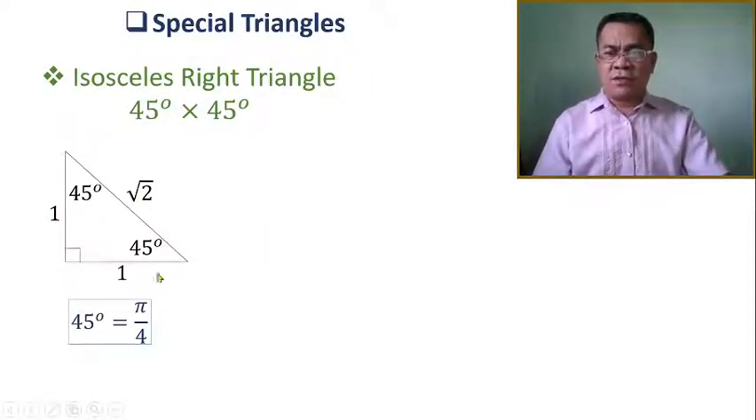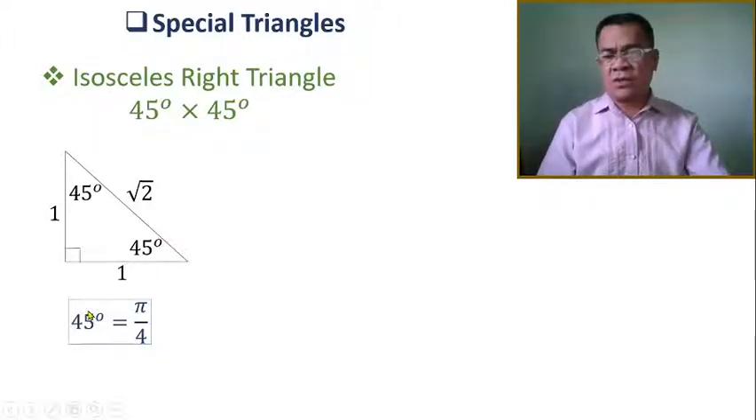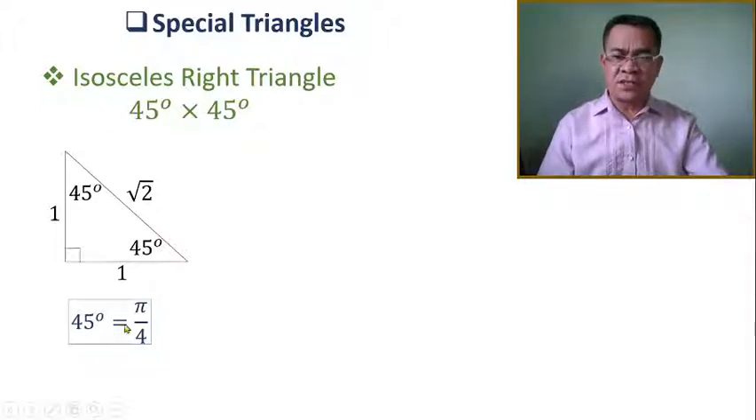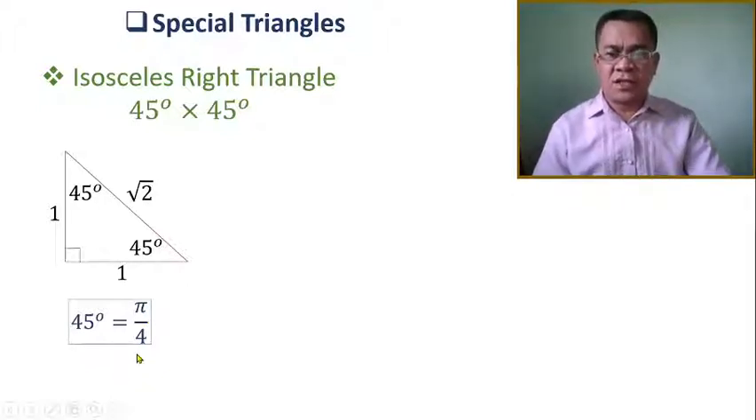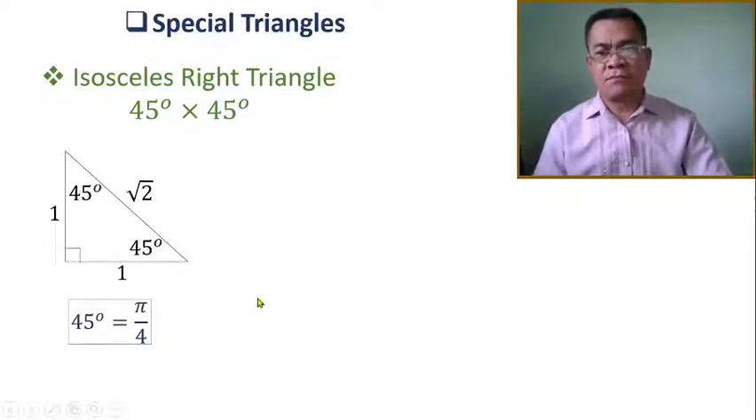Now, remember that there are two measures of angles. It can be in degrees or radians. So, 45 degrees is equivalent to pi over 4. It's because 1 pi radian is equal to 180 degrees. Therefore, 45 degrees is equivalent to pi over 4 radians.